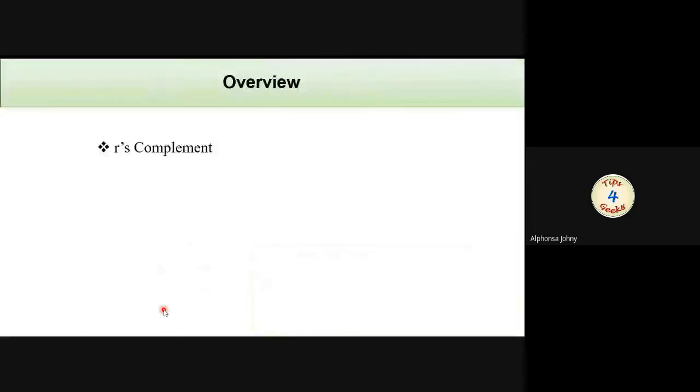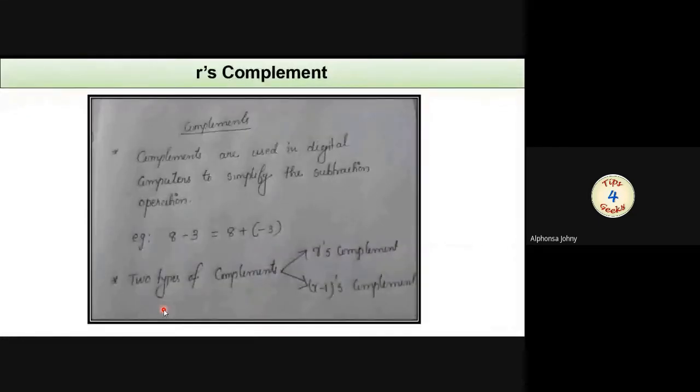This lecture is about R's complement, where R is the base or radix of the number system. Complement is nothing but, if 3 is a number, its complement in the case of the decimal number system is -3. That is, 3 plus -3 is equal to 0. So we will learn how we can find out the complement of a number.